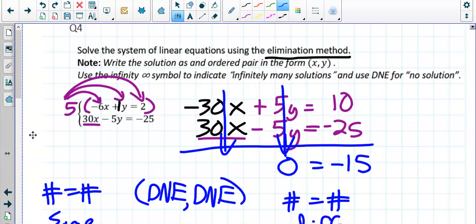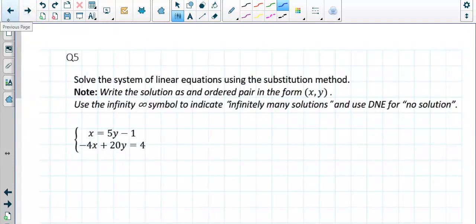Cool, moving on. I believe the next one should be all about substitution. And the reason why we want substitution on this one is because it's ready to go for substitution. Because in class, when I talk about substitution, I say look for the variable that is solved. In other words, I want something that says y equals or x equals. And who do we have? We know what x is, right here.